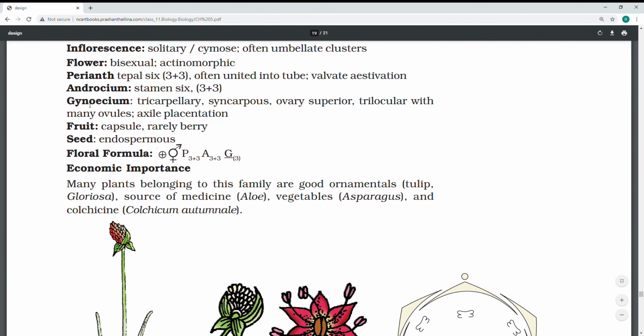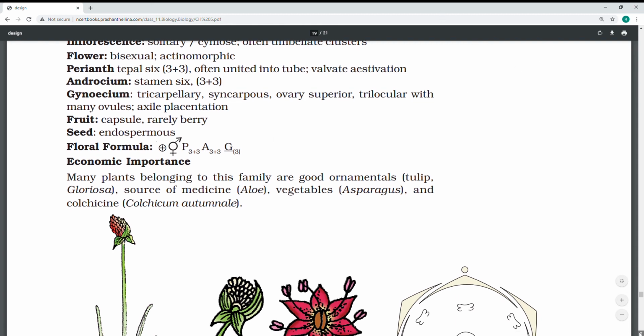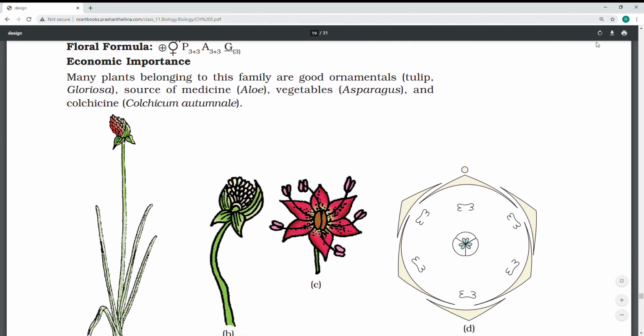So see this, solitary cymose. See these: Allium cepa for onion, Allium sativum for garlic. Most of them are good ornamental plants like tulip and gloriosa. For medicine it is aloe vera. For vegetables it is asparagus, and colchicine. Tobacco also comes under this. So this is the description. See, this is also an easy diagram, they have given it beautifully.